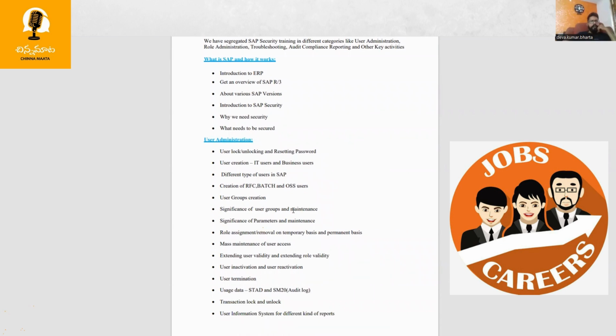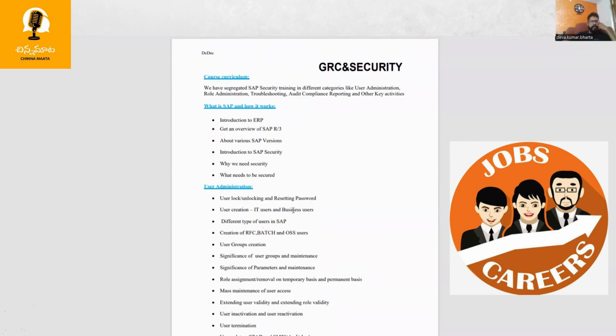Okay. First, what we are talking about is the introduction to ERP. ERP, as I told, means enterprise resource planning. The planning will be taken care of by SAP software. There are so many versions that have come up in SAP, from 3.5 to 4.5, 4.5 to 6.5 now. R3 6.5 is running. So our duty is only restricting the user access.